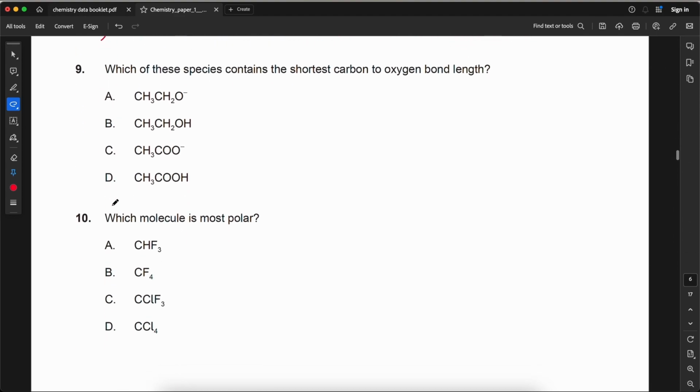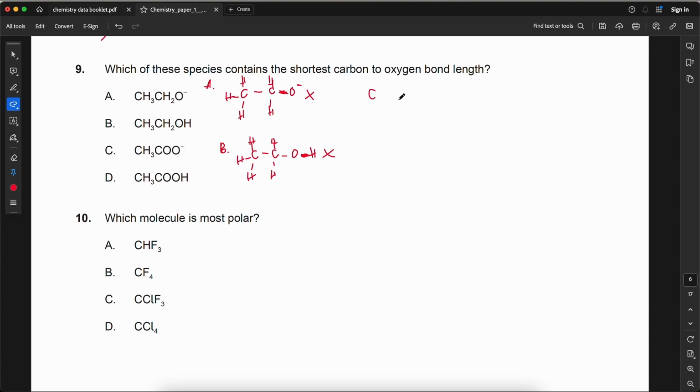Which of these species contains the shortest carbon to oxygen bond length? We'll see for A, CH3CH2O minus, and for B, CH3CH2OH. These are the long bond because it's a single bond. So A and B are not the answer.